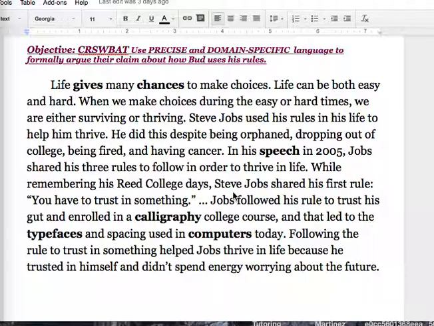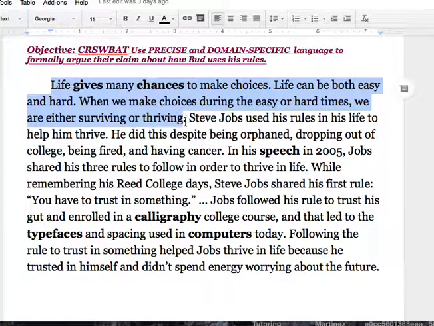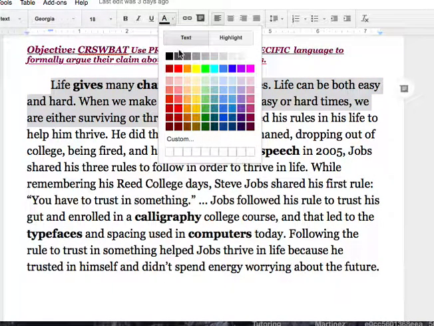Life gives many chances to make choices. Life can be both easy and hard. When we make choices during the easy or hard times, we are either surviving or thriving. So there are our first two sentences right here.